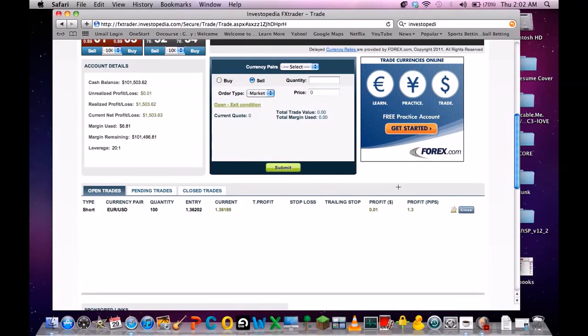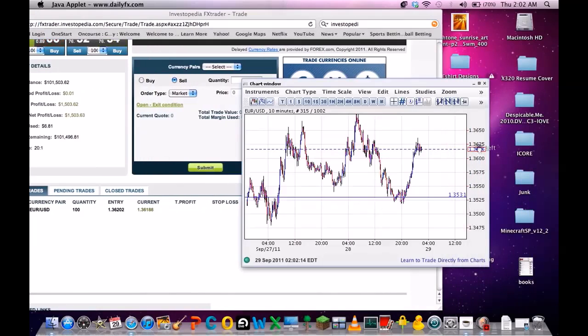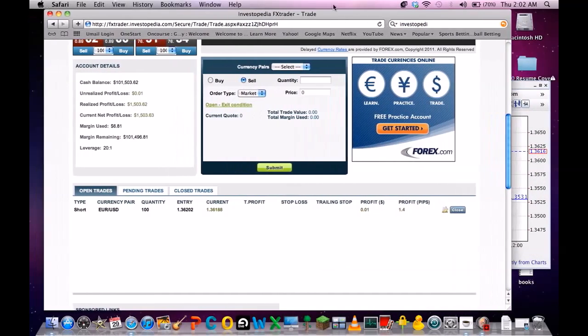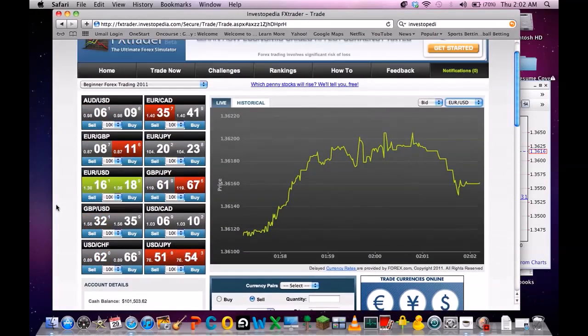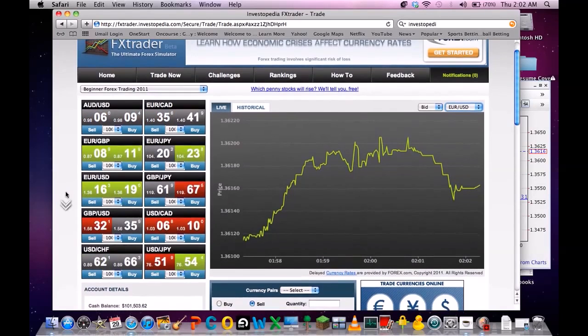So obviously from the point when I did that to now, it's only gone down about 1.6 pips. So I haven't really made too much of a profit yet, but hopefully if the trend continues, you could make a profit on that. So let's go up here again and talk a little more about the currency pairs over here and what this all means.